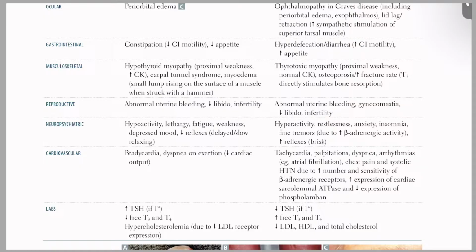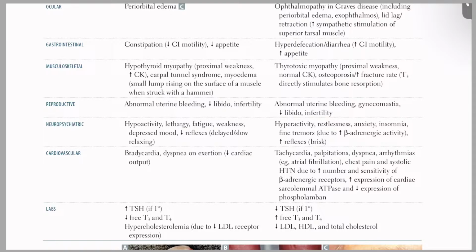Musculoskeletal. Hypothyroid myopathy, proximal muscle weakness, increased CK, creatine kinase, carpal tunnel syndrome, myoedema, a small lump rising on the surface of the muscle when struck with a hammer. Okay.